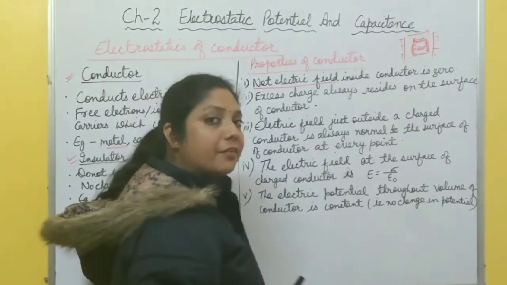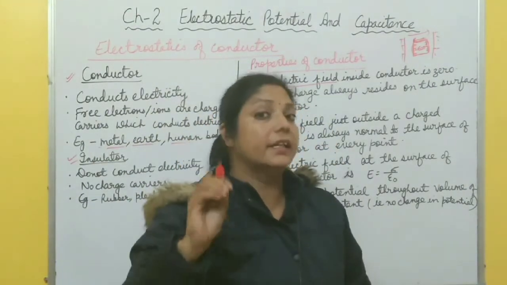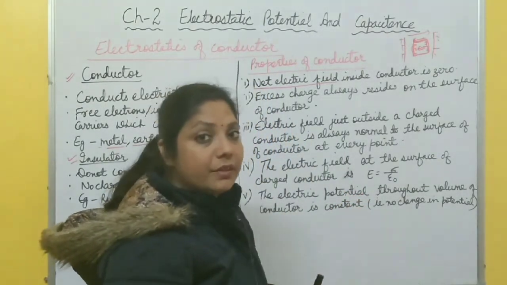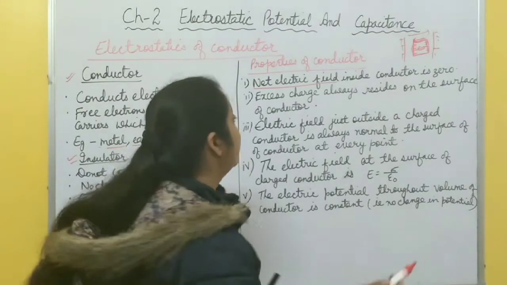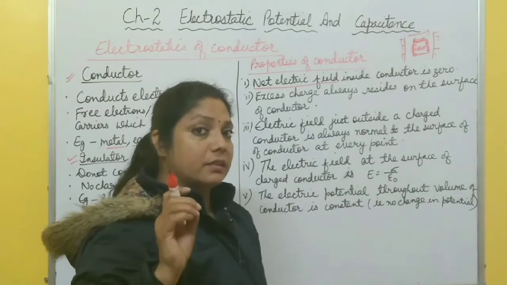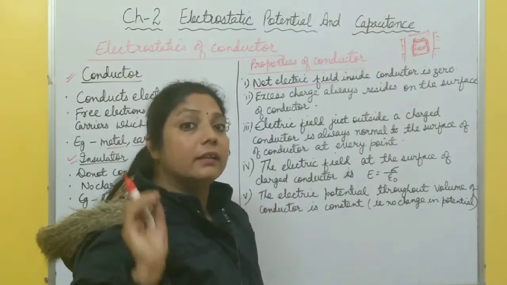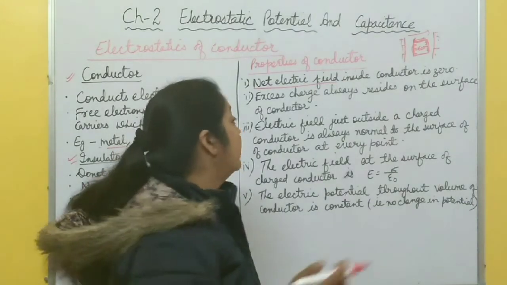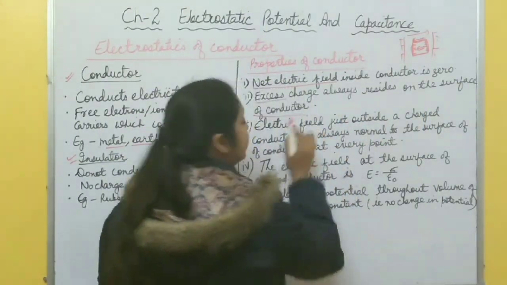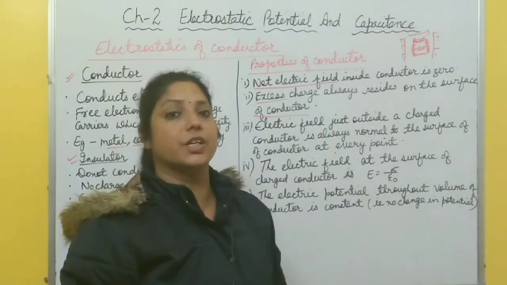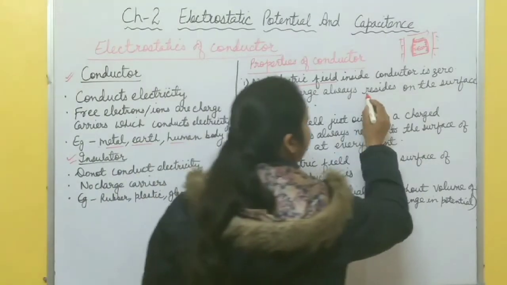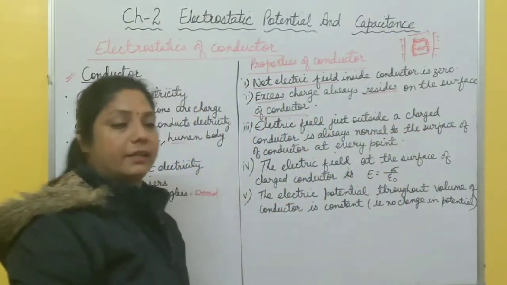Second, if the electric field is 0, then the net charge inside the conductor is also 0. According to Gauss law, if the electric field is 0, then the charge is also 0. So where are the free charges located in a conductor? Excess charge always resides on the surface of the conductor. Inside the conductor, the net charge is 0. So excess charge always accumulates on the surface of the conductor.